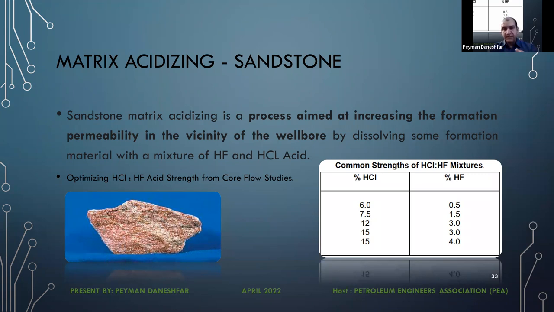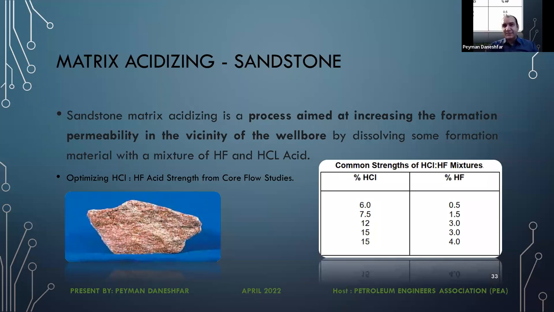And one parameter that I always tell my guys is important is the temperature effect. As you can see here, we have some percentages, 6% HCl and 0.5% HF. For the book definition of sandstone acidizing, sandstone matrix acidizing is a process aimed at increasing the formation permeability in the vicinity of the wellbore by dissolving some formation materials, in parentheses, materials between the sand elements.